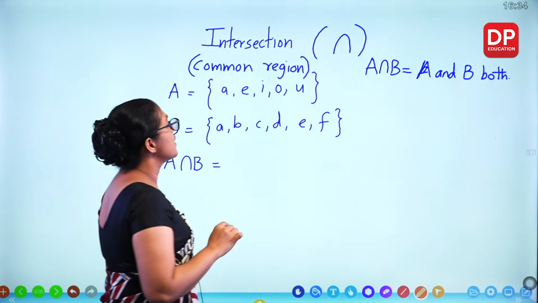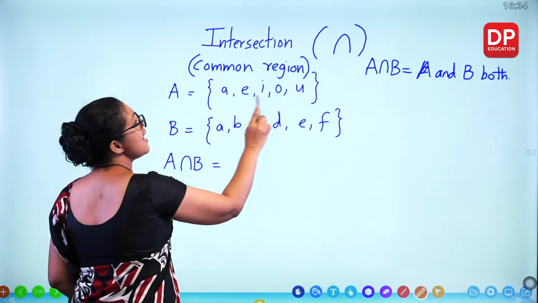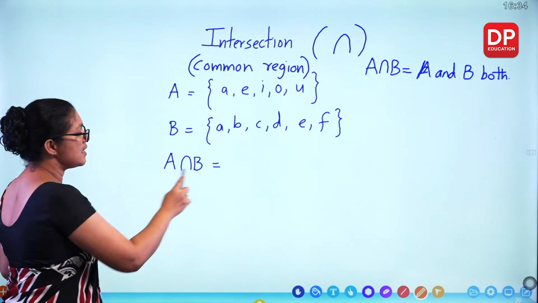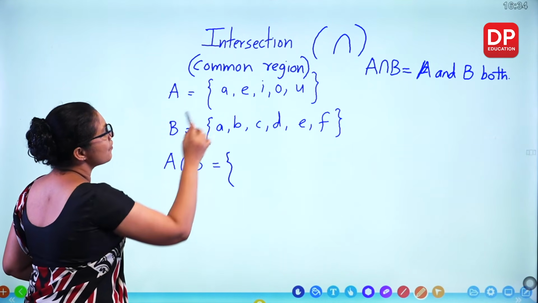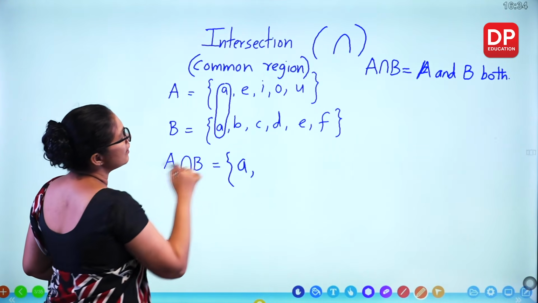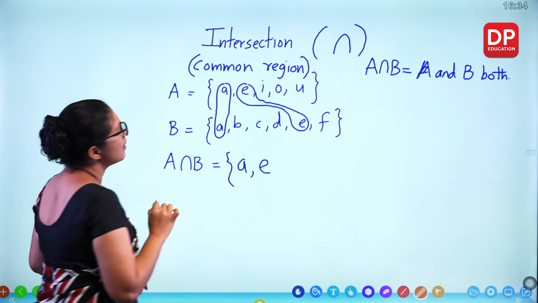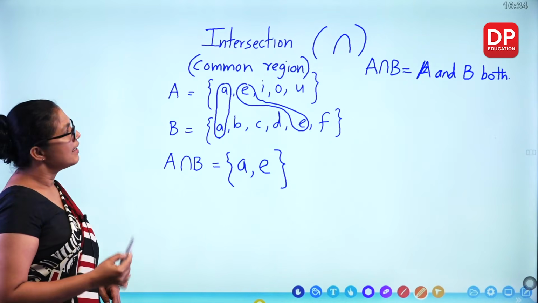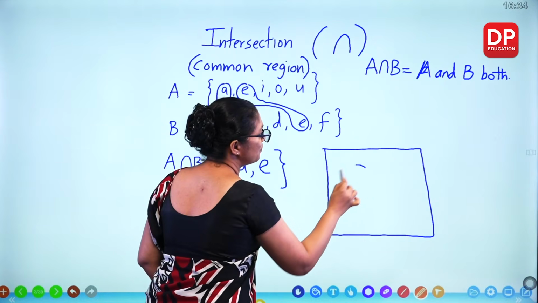A and B both. For example, if A is a, e, i, o, u and B is a, b, c, d, e, f, how can we identify the common region? A intersection B is equal to, a is common. What else is common? e is common. That's all. So, what's the intersection? a, comma, e.